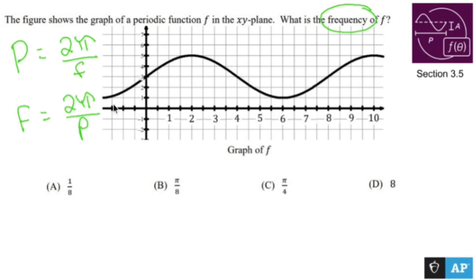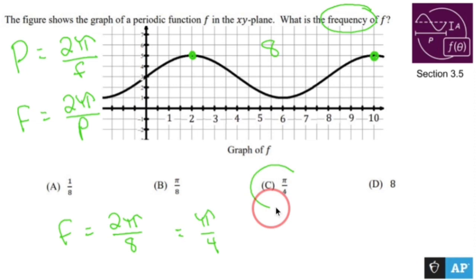So let's find the period. The period is how long a cycle lasts. So if we take the tippy top of this, 2, and find the other tippy top, which appears to be 10, it looks like the period is 8. So if the period is 8, the frequency is going to be 2 pi over 8. 2 over 8 simplifies to 1 over 4. So the frequency is going to be pi over 4, which is u.